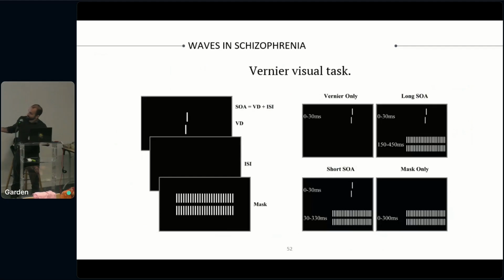Another data set that we have is from the same patients. They did the 10 minutes of resting state, but they also did a vernier visual task in which they had to judge whether two lines were a line on the right or on the left, as here. There were 4 conditions. I will not enter into details because there are basically no differences between the 4 conditions. But the idea was to investigate whether there were differences between patients and controls in a visual task, basically.